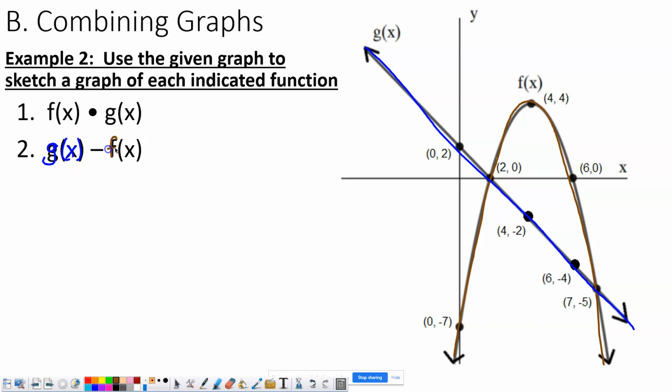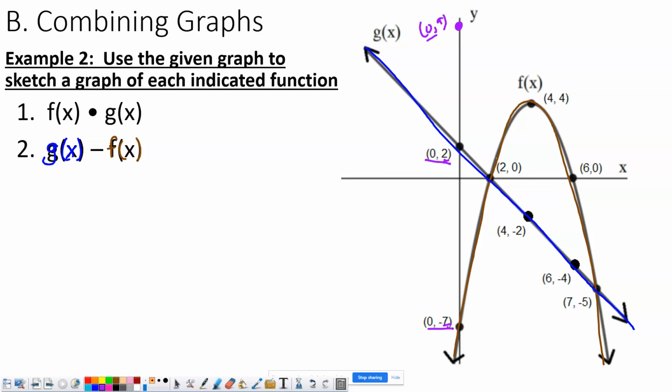Now, when you're doing subtraction, the order matters. It has to be blue minus brown. Okay? So here we go. For my first pair of points that have an x value of 0, blue minus brown, 2 minus a -7. That would be 9. So somewhere way up here at y equals 9. Okay? So for blue minus brown, the x value stays the same, 0, but you do blue minus brown. So 2 minus a -7, you get 9.